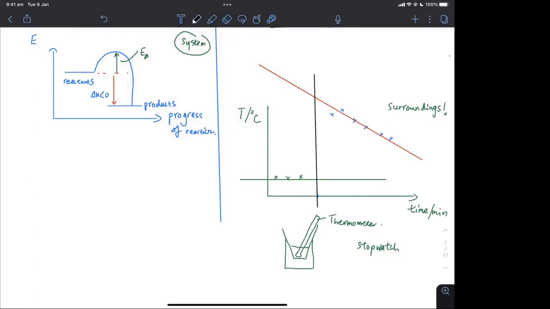So what happened then is you would have extrapolated your graph. And this point where they meet, that is called the highest temperature or the final temperature. And this is what you need in your practical study as part of your calorimetry. So delta T, change in temperature, is final temperature minus initial temperature.